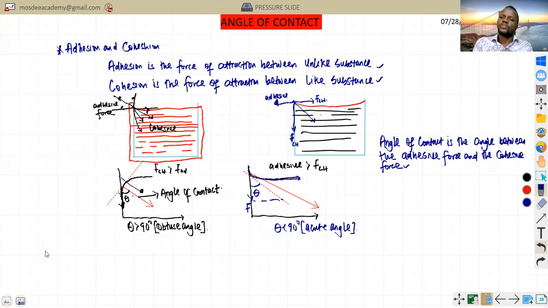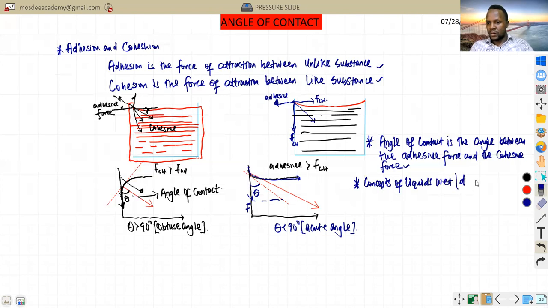Now, we can give an illustration to this, and this is what I believe we might have studied. If not, you put this down. We can talk about the concept of liquid wetting glass, or liquid not wetting glass. Now, what am I trying to say? For you to understand very well, keep this at the back of your mind, and it's also very, very important for your examination.